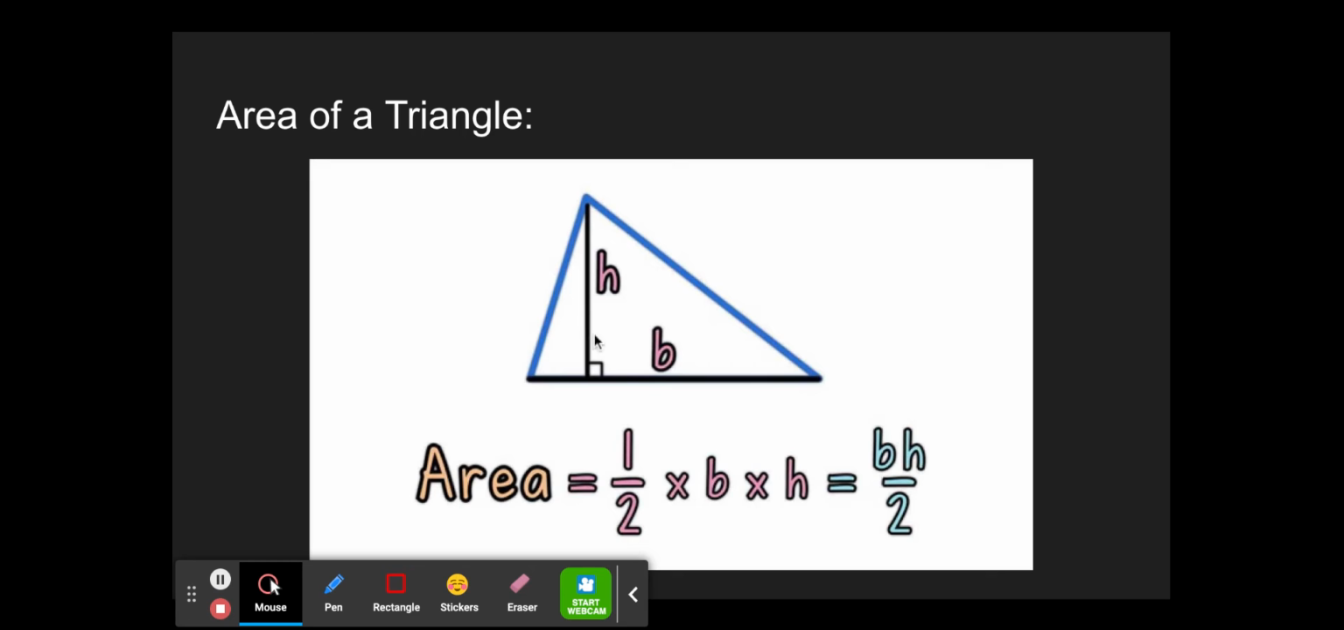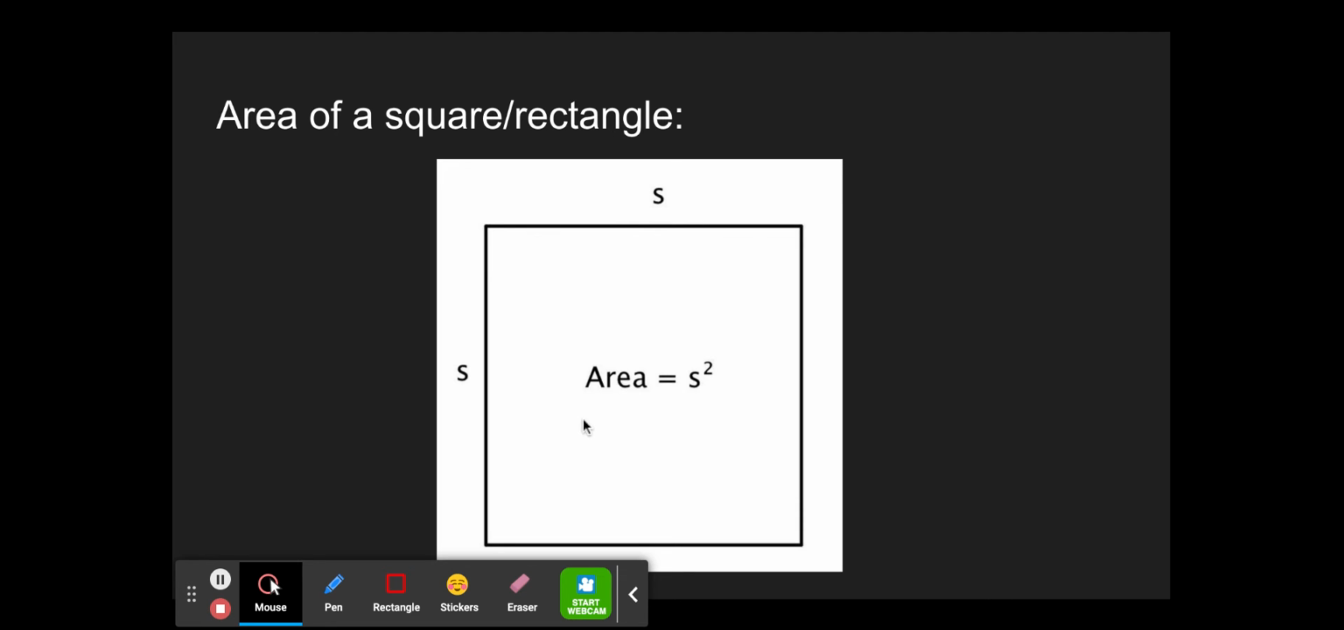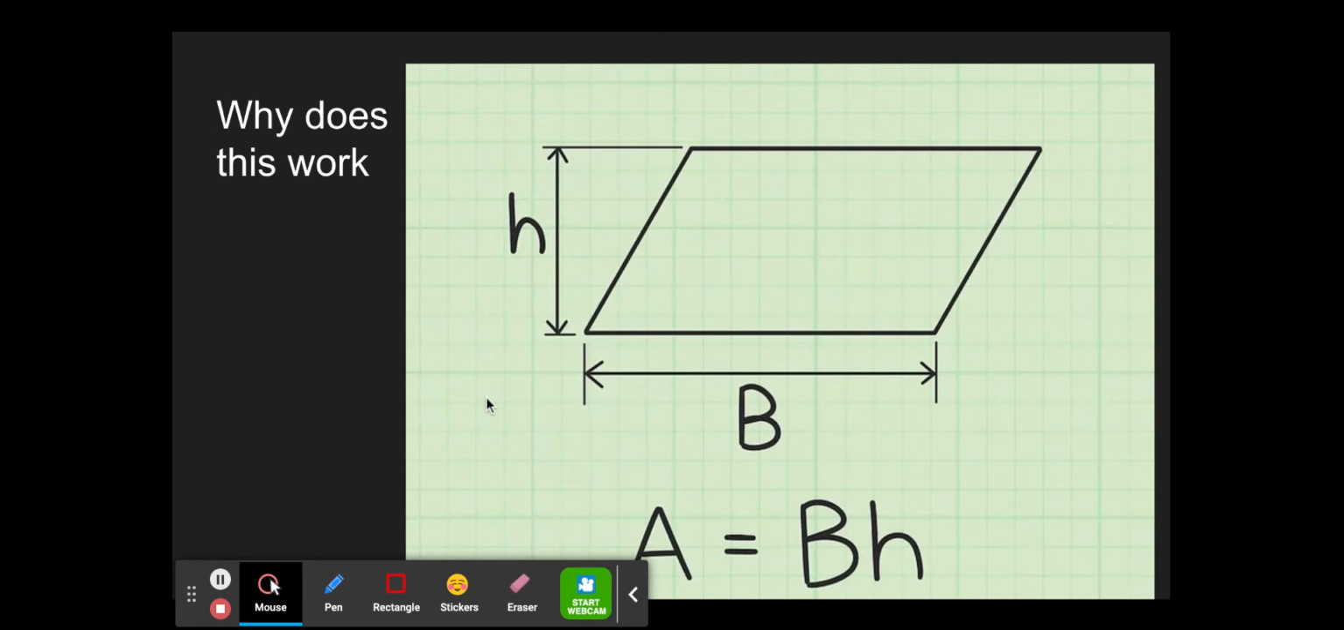The area of a triangle we've discussed. 1/2 times base times height. So you can think of it as half the height times the base. You can think of it as half the base times the height, or the base times the height divided by 2. The area of a square or rectangle is really length times width, base times height, side by side, however you want to think about it. Squares are easy because all sides are the same, so it's just side times side.